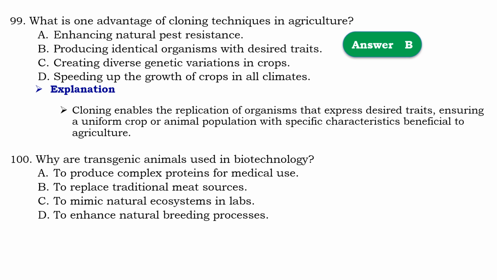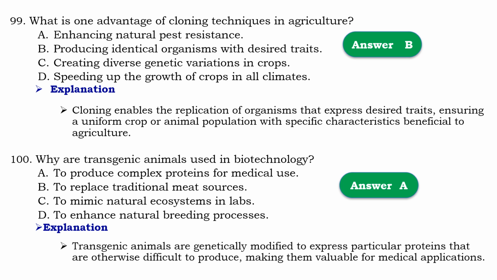Why are transgenic animals used in biotechnology? So that should be A. To produce complex protein for medicinal use. Means that transgenic animals are genetically modified to express particular proteins that are otherwise difficult to produce and making them valuable for medicinal applications.